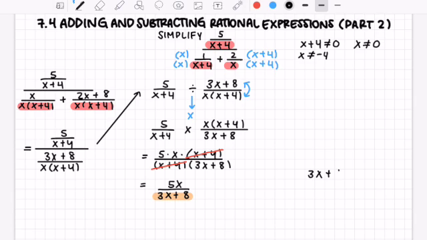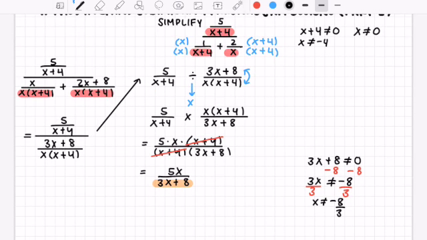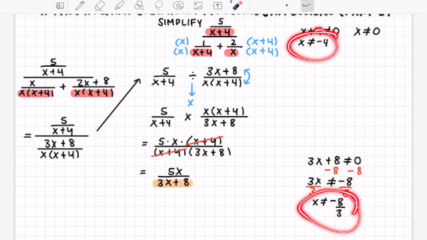We have 3x plus 8 not equaling 0, and I'm solving for x. Subtract 8 on both sides, I get 3x cannot equal negative 8. Divide by 3 on both sides, and I'm left with x cannot equal negative 8 over 3. So that's definitely not overlapping with my original restrictions.